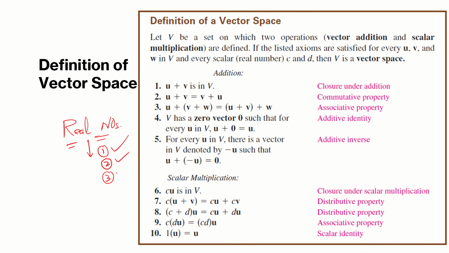The third condition: real numbers are associative. The answer is yes, they are associative with respect to addition. They are not associative with respect to subtraction, but they are associative with respect to addition. So condition number 3 is satisfied. Condition number 4: is there a zero in real numbers? The answer is yes, there is a zero in it. So condition number 4 is satisfied. Condition number 5: does the negative of every element exist?